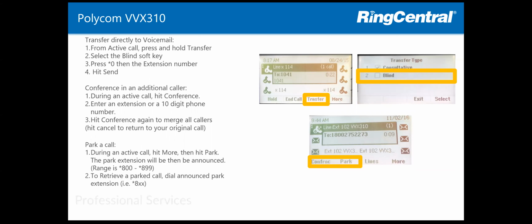The third type of transfer is a transfer directly to voicemail. You will simply follow those blind transfer steps that we talked about, but when it prompts you for the extension or the number, and you're listening to dial tone, you're going to dial *0, then the extension number. Hit send, and the call's gone, and you can hang up. And it'll go right to their voicemail. Also, when you're on an active call, to get to conferencing, you'll press the more key and then select conference.